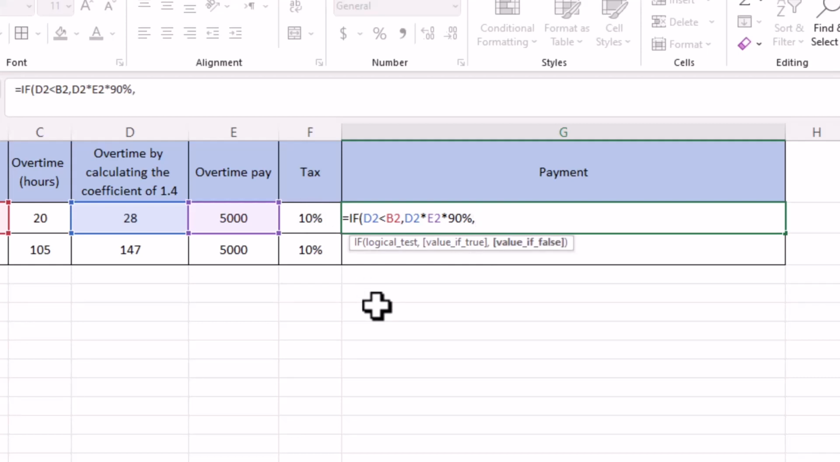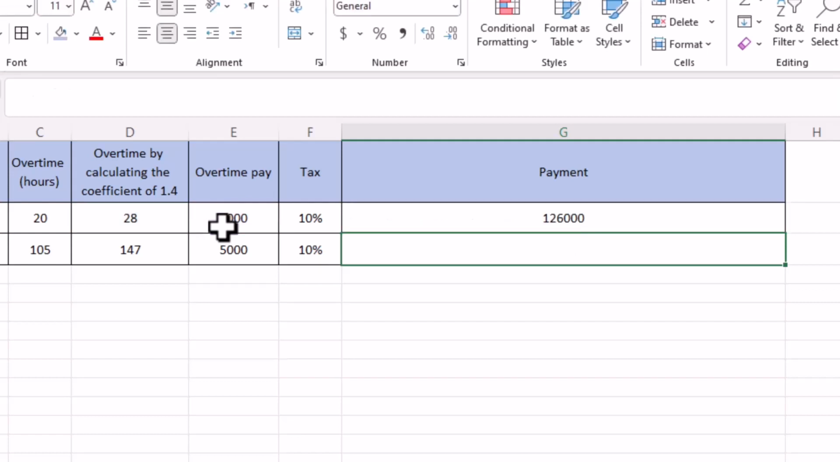Now we continue. Otherwise, B2 times E2 times 90%. And now we hit enter. Now if we copy this cell down, you will see that it will show correctly for the next one.